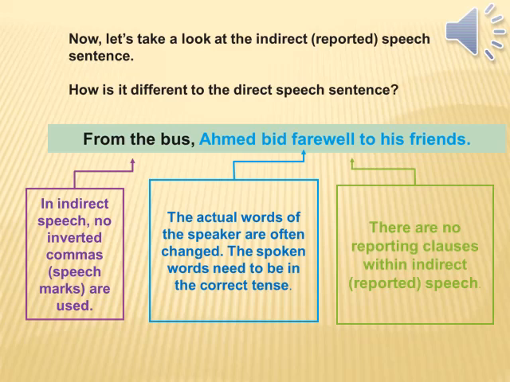The spoken words need to be in the correct tense. And there are no reporting clauses within direct speech or the reported speech. So you will see that you will not find any inverted commas. You will see that the tense of the sentence has been changed. And you will also see that there are no reporting clauses. He said, they said, it's not over there. Or if it is there, we add that.